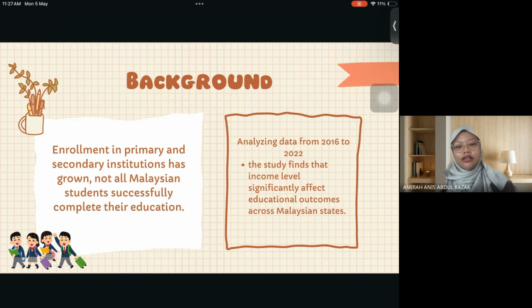One of the main findings of the study is that student income level has a big impact on whether they can finish their education. This means that if students come from low income families, they may face more challenges to complete their schooling. Understanding this factor is important because even though most students are enrolling in school, the enrollment numbers don't always show how many students actually finish their education. So these findings help explain why there might be a gap between enrollment and completion rate. Now, I will pass to Umaira.